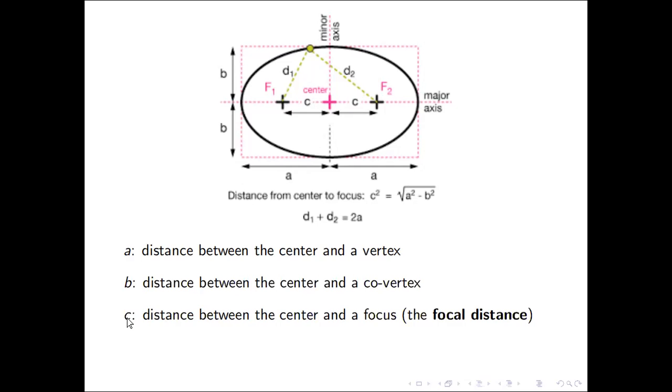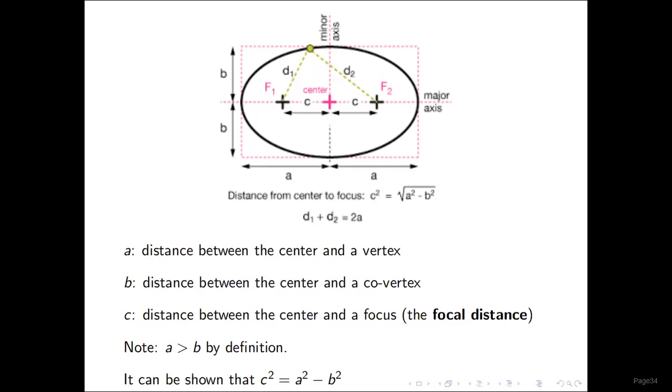Now, we can actually show the following. By the way, note that a is greater than b by definition, since 2a is the length of the major axis and 2b is the length of the minor axis, and the major axis is always greater in length than the minor axis, and that's why we call it the major axis. So a should be greater than b. Just take note of that.